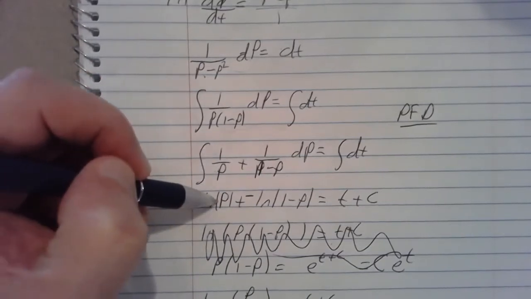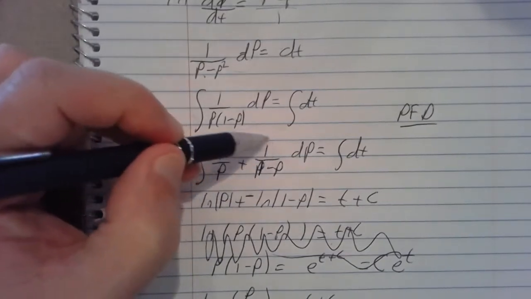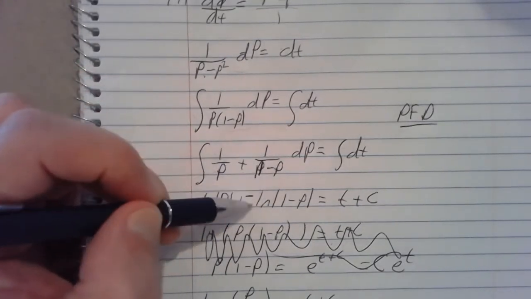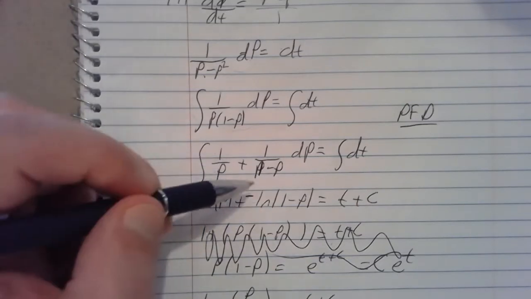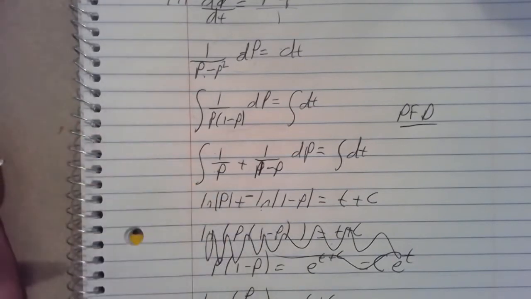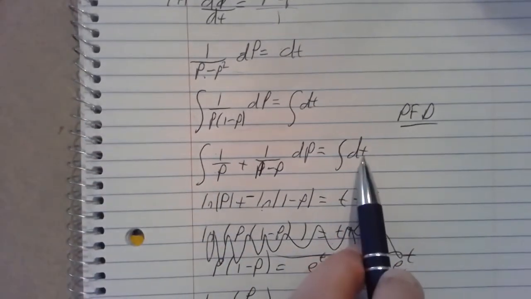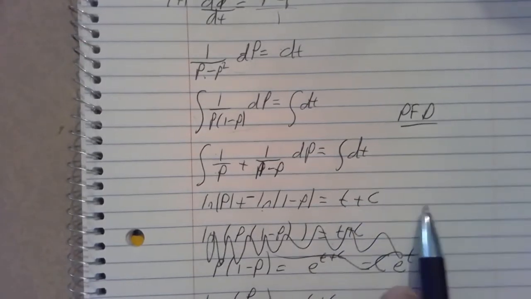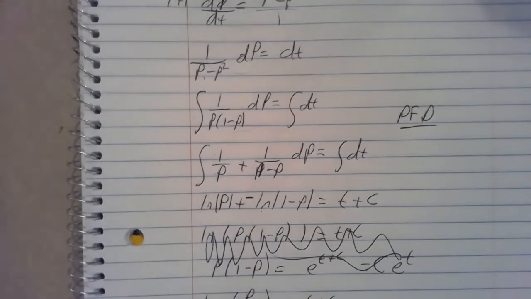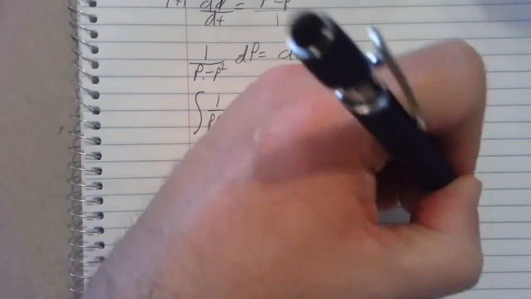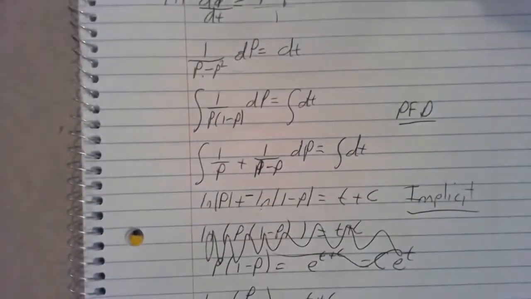Antiderivative of 1 over p is the natural log of the absolute value of p. Antiderivative of 1 over 1 minus p is, by chain rule or integration by substitution, negative natural log of the absolute value of 1 minus p. Antiderivative of dt is t plus c. So make sure you believe that one. Here's my implicit solution. If the question asked for implicit, we're done. That's it. I've got an equation that has t's and p's in it.